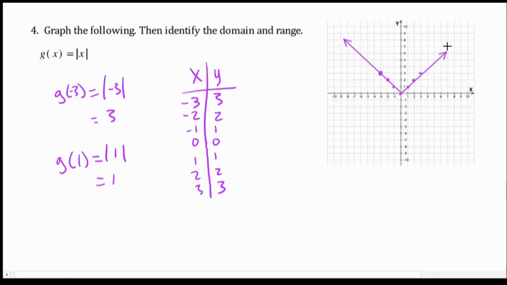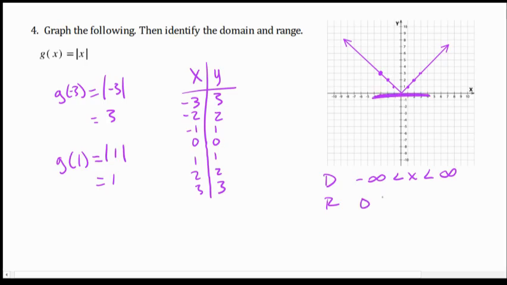And so this here should show you our absolute value function is like a giant V, and it goes on forever in both directions there. So when we talk about the domain, we could say in inequality notation, negative infinity is less than x, which is less than infinity.